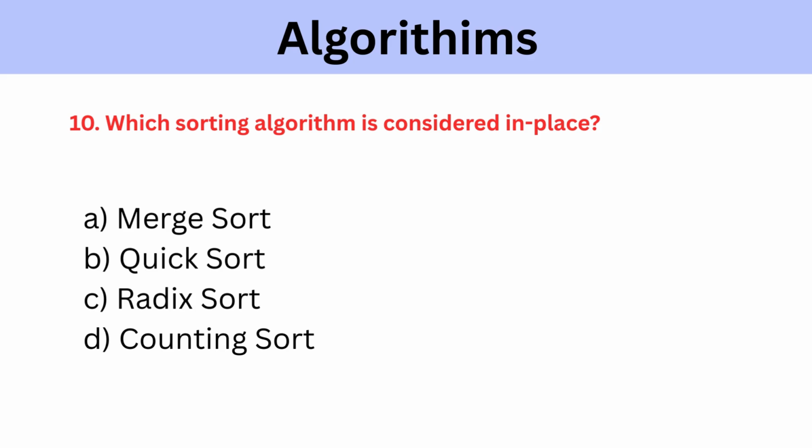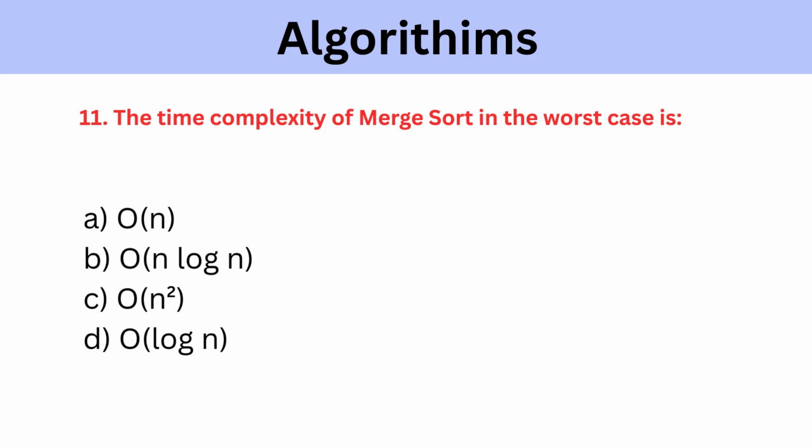Which sorting algorithm is considered in place? A. Merge sort. B. Quick sort. C. Radix sort. D. Counting sort. The correct answer is option B, quick sort.